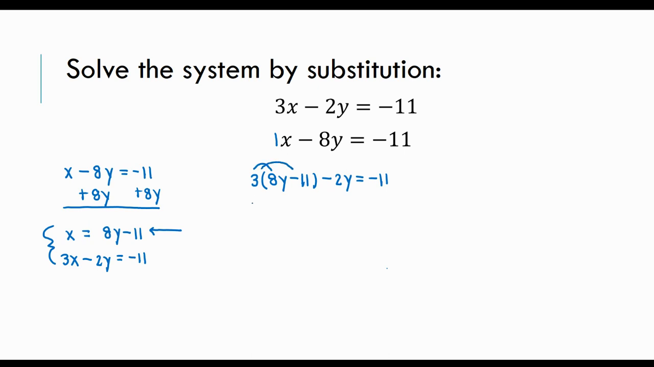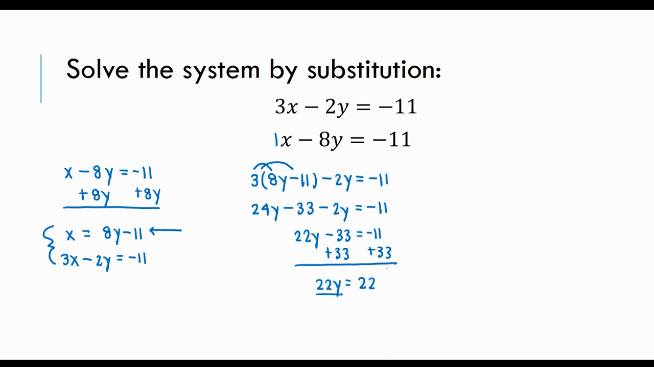So I'm going to start distributing to get rid of the parentheses. We'll have 24y minus 33 minus 2y equals -11. Combine my y's, we'll have 22y minus 33 equals -11. I'll add 33 to both sides. That gives us 22y equaling 22. And then I'll divide both sides by 22 to find out that y equals 1.